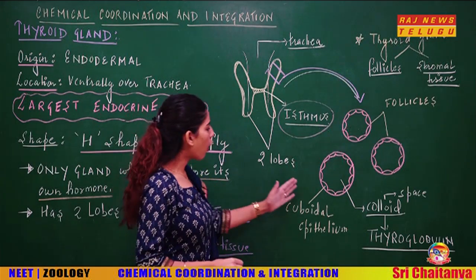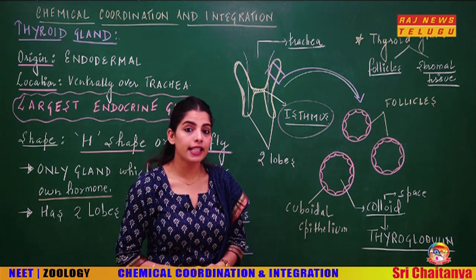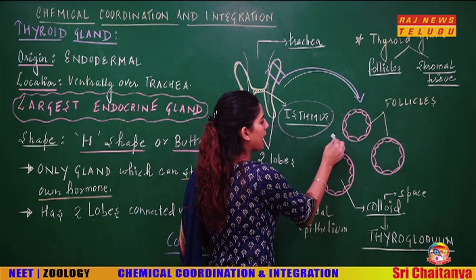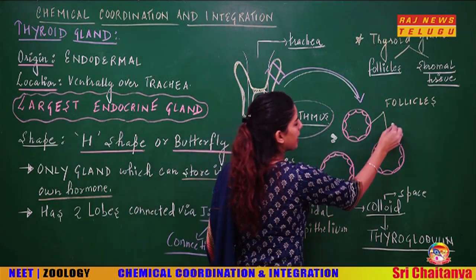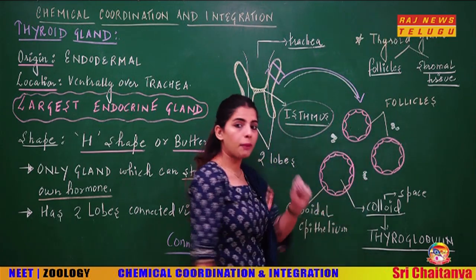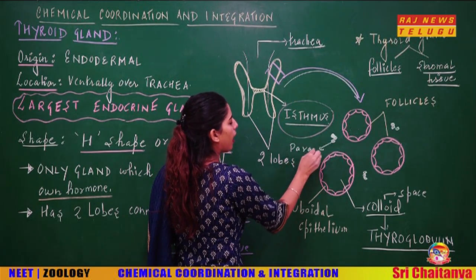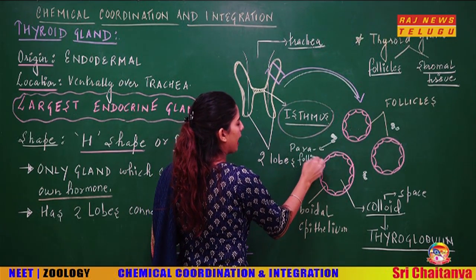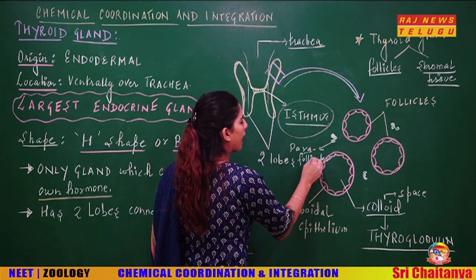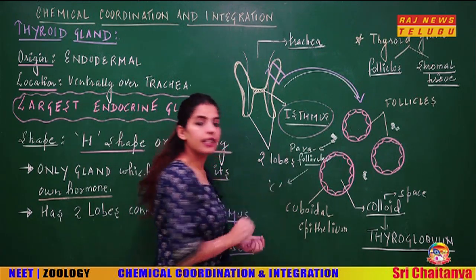Now also, students, in between these follicles, you have certain other cells at the side. Those cells are C-shaped cells like this, present on the sides of these follicles. These C-shaped cells are called parafollicular cells. So I'm writing it, this shape is C-shape.